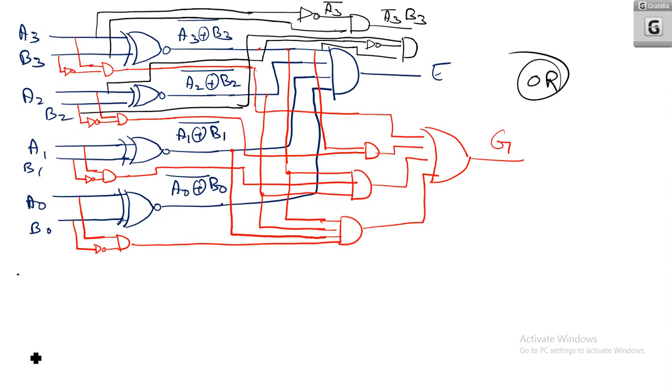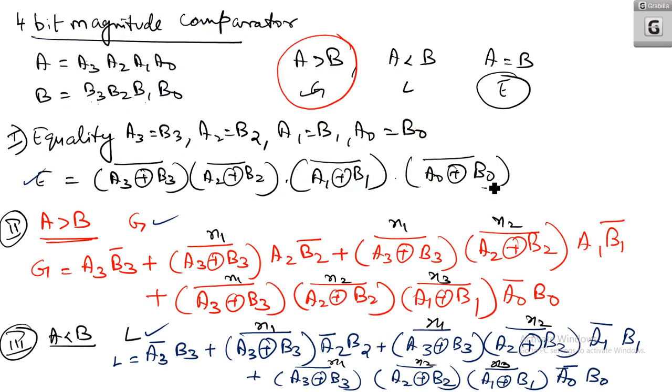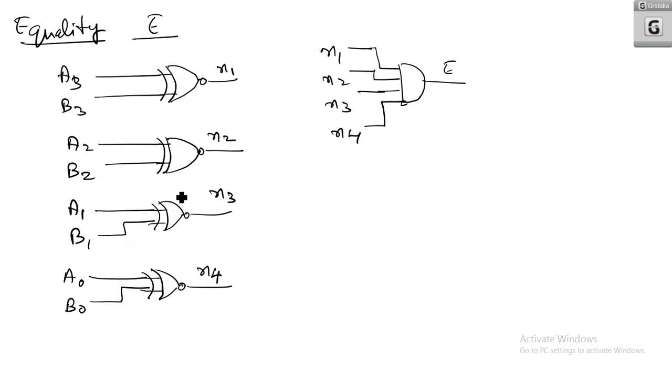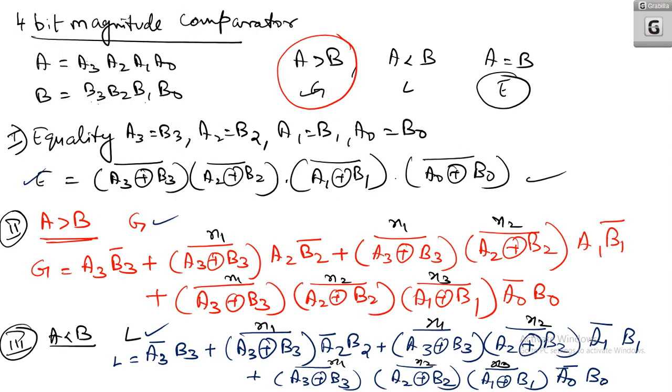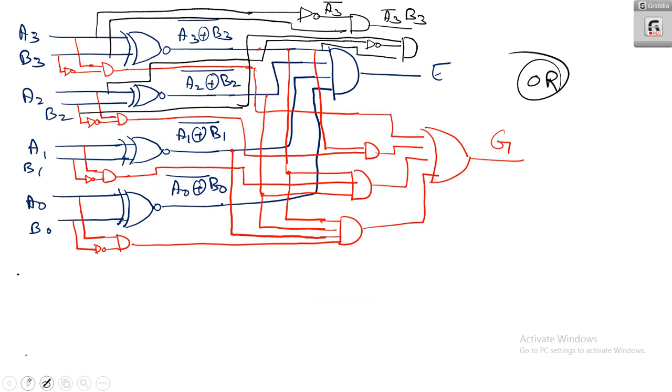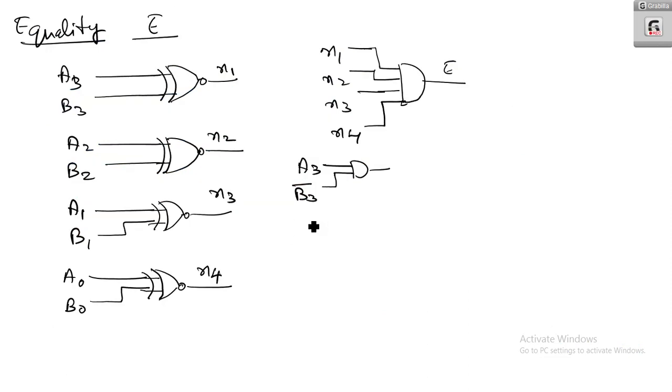Next one is greater than. So equality is over. Now coming into greater than, I have A3, B3 bar. Okay. I have A3, B3 bar. That is there. Then H1, A2, B2 bar. That is there.